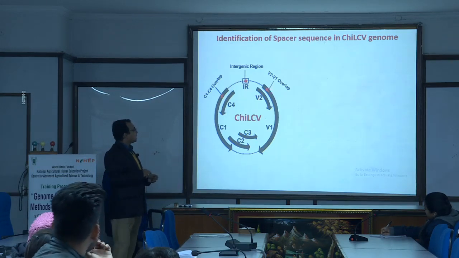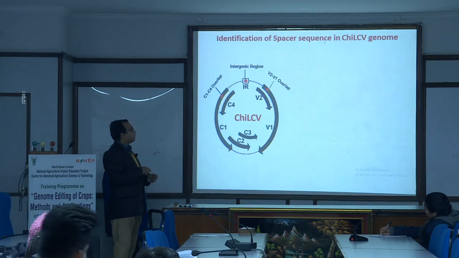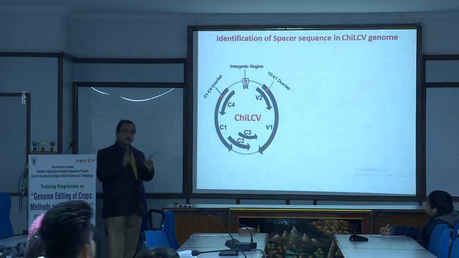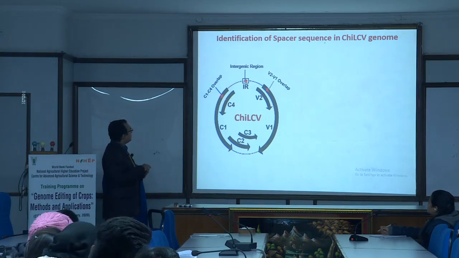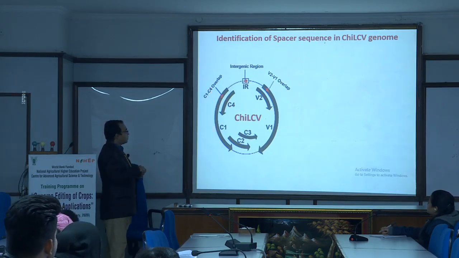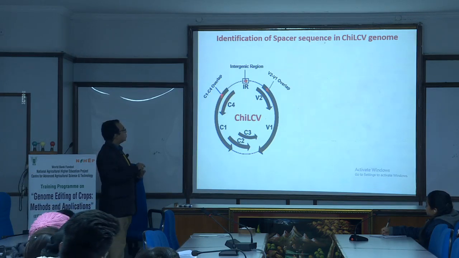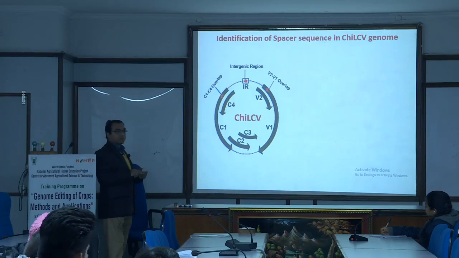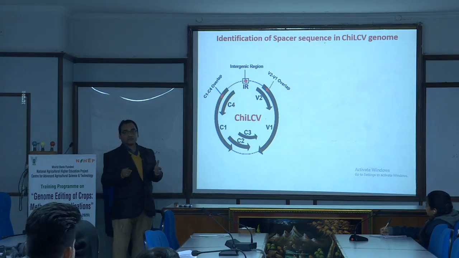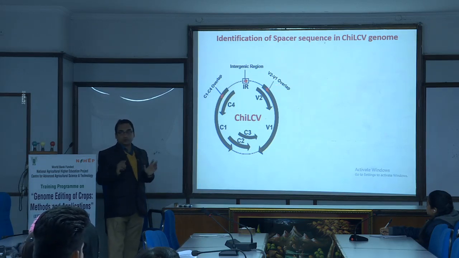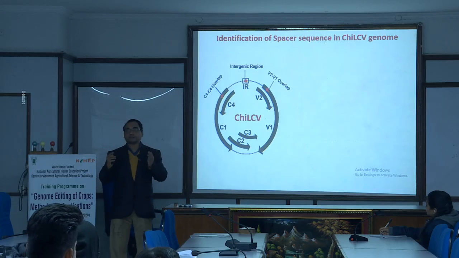So, we chose a region which overlaps between V2 and V1, so that if we target this region, we can directly target 2 ORFs at a time. Similarly, we target the C1 and C4. C1 is the replicase protein and C4 is again a suppressor protein. So, if we target the suppressor protein, it will weaken the virus to resist against the silencing, as well as replication and coat protein. So, all these three important regions we chose first, to develop the spacer sequences.